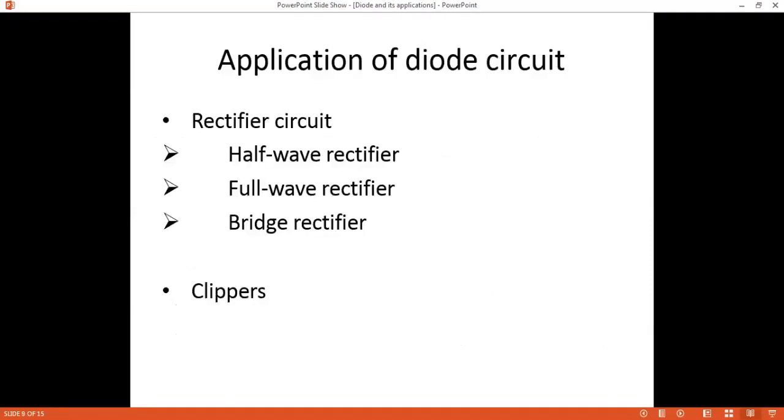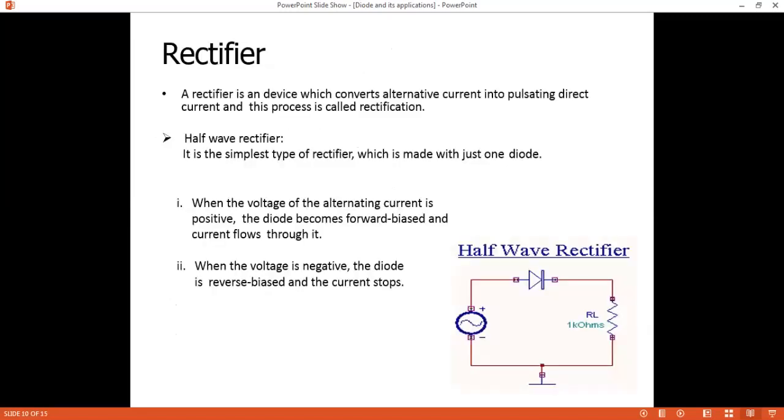Okay. Next one, applications of the diode. Diodes are used in different circuits, rectifier circuits. What are rectifier circuits? Half-wave rectifier circuits, full-wave rectifier circuits, bridge rectifier circuits, clippers, clampers, switchings. So in different circuits, diodes are used. What is a rectifier? A rectifier is a device which converts AC, alternating current, into pulsating direct current, that means DC current, and this process is called rectification.